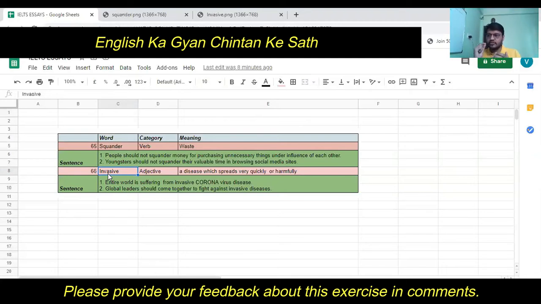Now let me go to the second word that I have selected, and the word is invasive. If I talk about the category of the word, then it is an adjective. And normally, personally, I use this word in the context of disease, in the context of ailment. In Hindi, यानी कोई बीमारी के reference में, this word I normally use. Now, what does invasive mean? Invasive means a disease which spreads very quickly and harmfully.